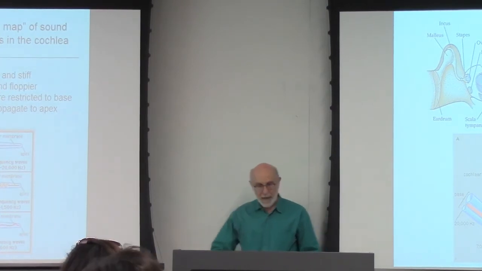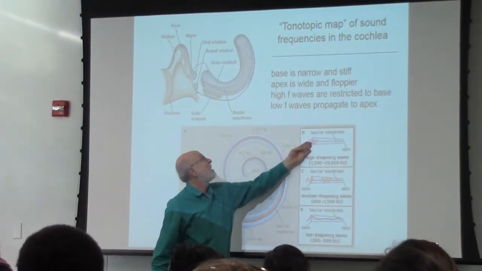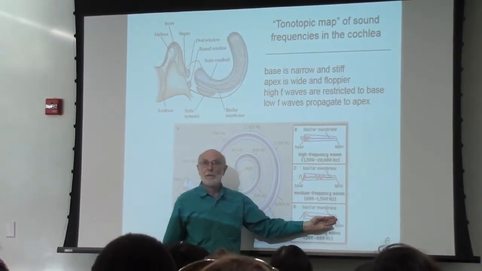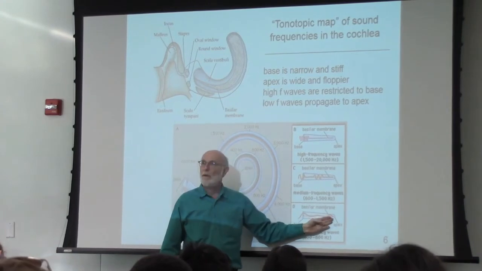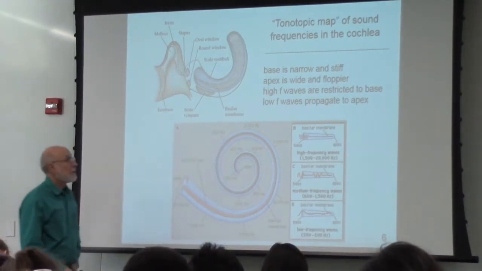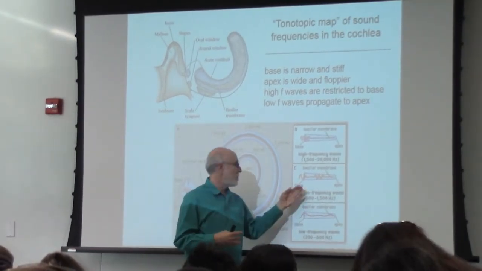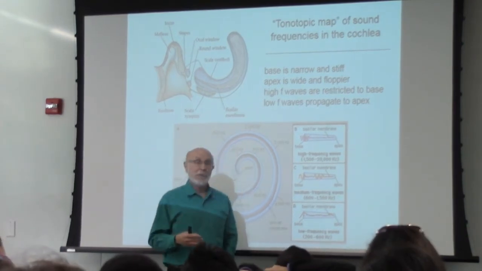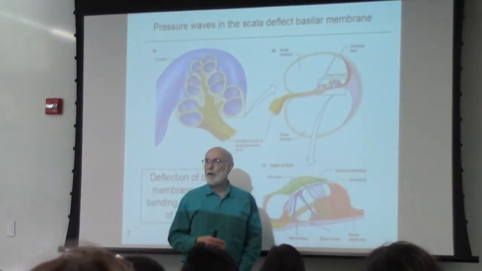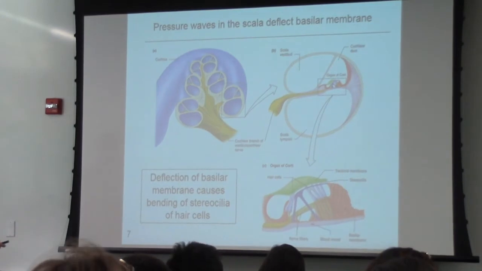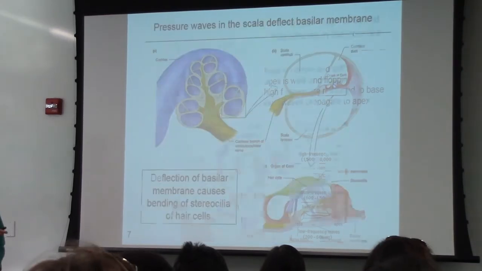Okay, this is the slide we were looking at. High frequency sounds are mapped to the base, and low frequency sounds are mapped to the apex. Intermediate frequencies are mapped intermediate. So the tone is mapped. The amplitude determines how big the vibrations are.